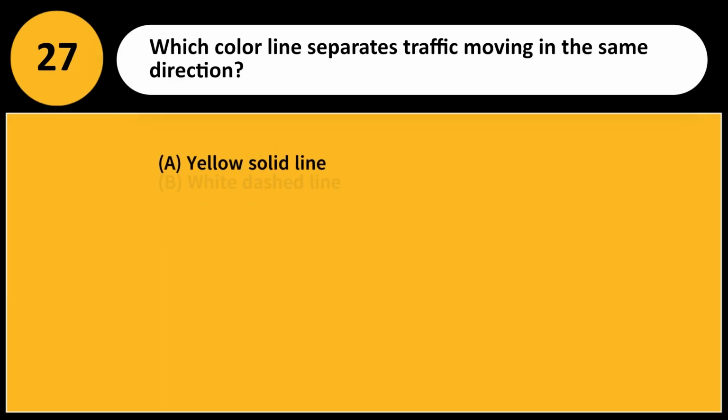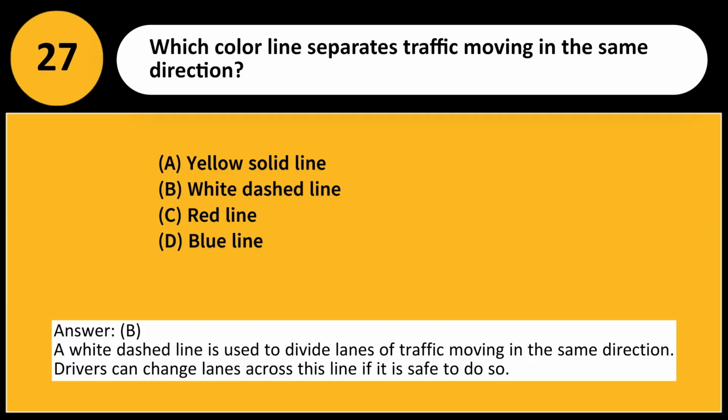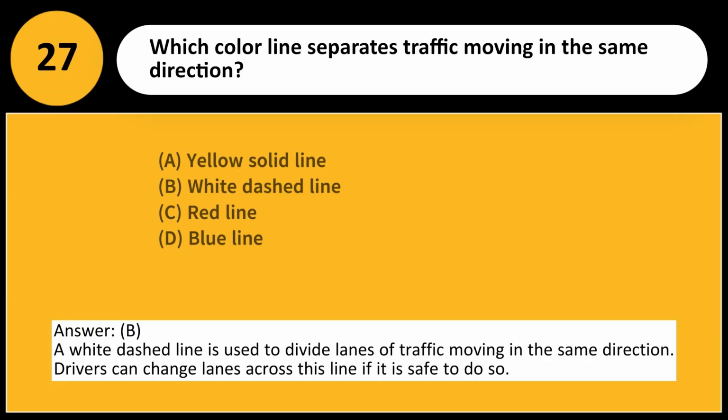Which color line separates traffic moving in the same direction? A. Yellow solid line. B. White dashed line. C. Red line. D. Blue line. Answer: B. A white dashed line is used to divide lanes of traffic moving in the same direction. Drivers can change lanes across this line if it is safe to do so.